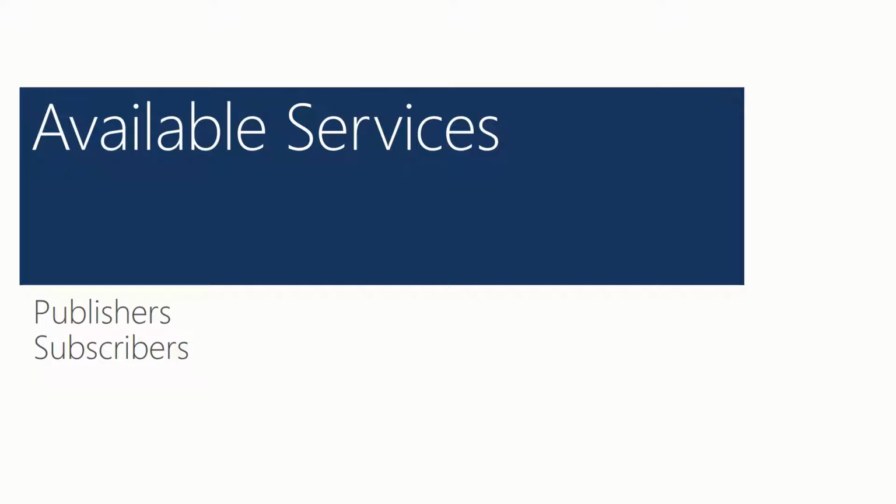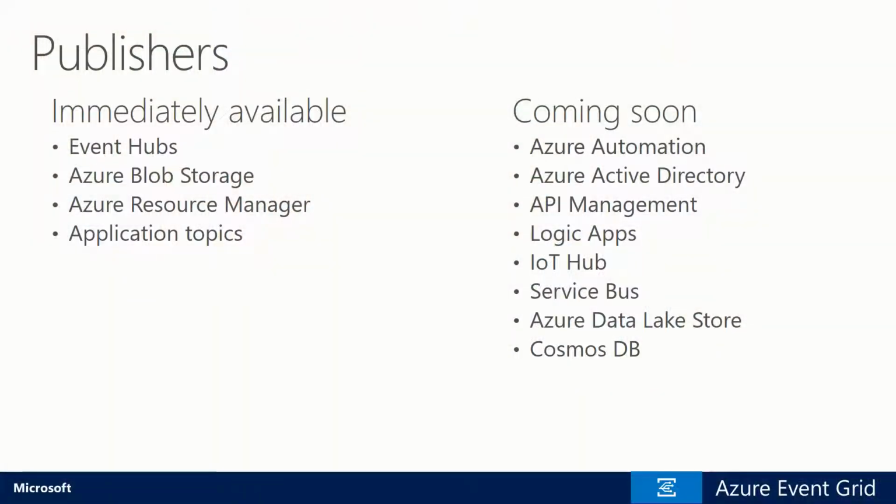So the question I'm sure everyone is wondering is, which Azure services are going to be available for publishing and for subscribing? The end goal is that eventually all Azure services will be available as publishers and subscribers, insofar as it makes sense. In that way, Azure Event Grid will be the eventing glue that holds all the services together. For the short-term roadmap, during launch, we have Event Hubs, Azure Blob Storage, Azure Resource Manager, and your custom application topics available as publishers.